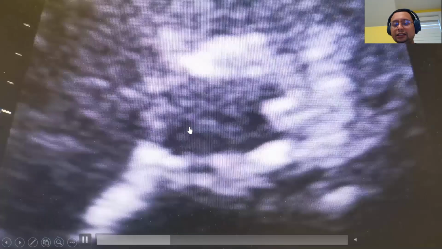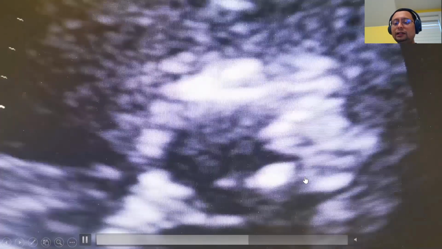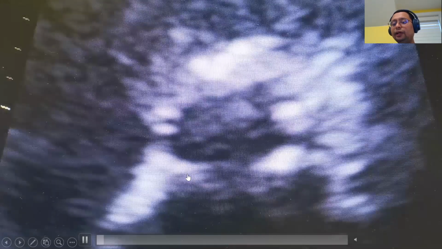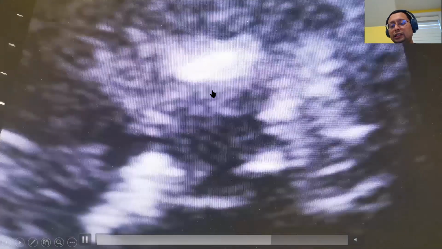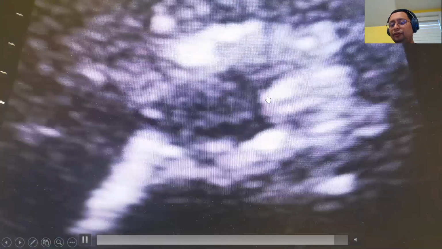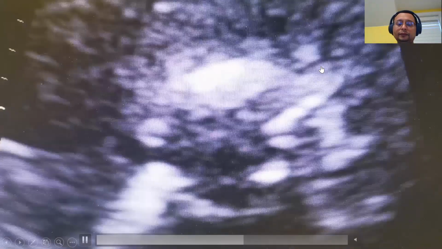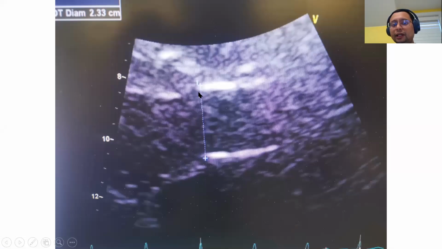This is a short axis of the aortic valve. The reason that the parameters are so important is because often in 2D we cannot see very clearly. If we look at the short axis view here, there's nothing significant. We can't really see properly here. So we measure the LVOT diameter. The LVOT diameter for this prosthetic valve is 2.33 centimeters. That is good enough.